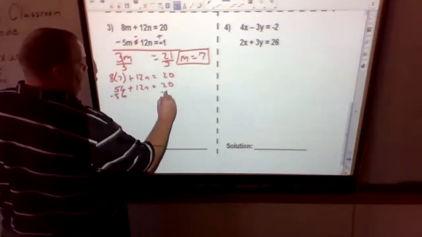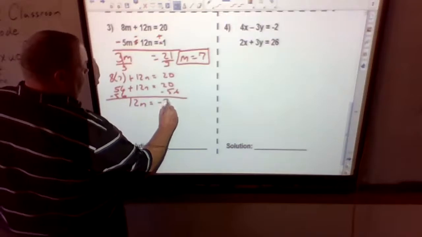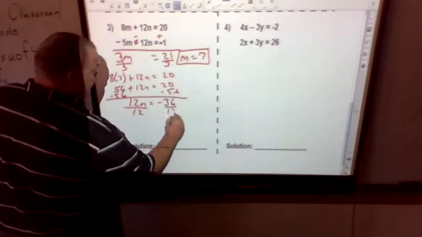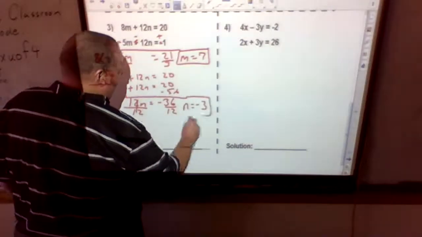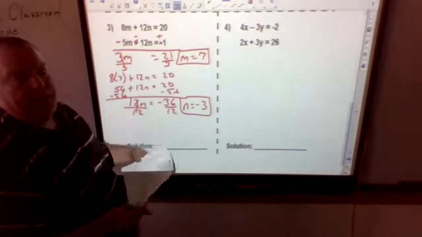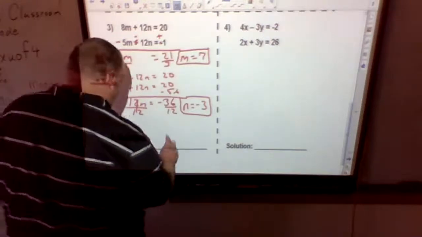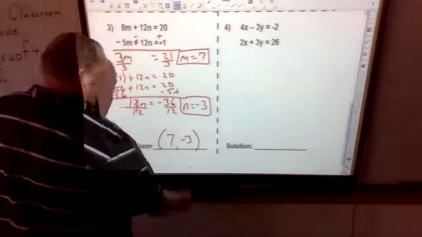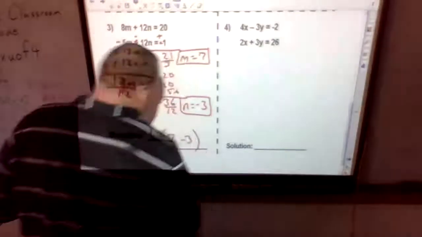Subtract 56 from each side. 12n equals negative 36. So now I'm going to divide each side by 12. And so n will equal negative 3. So now I've got to write this as an ordered pair. Which one comes first alphabetically, M or N? Okay, you're right. The M does. So you're going to write your ordered pair as 7, negative 3. That will be your solution.